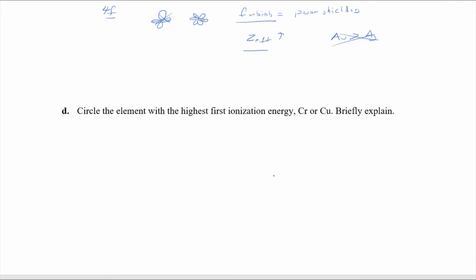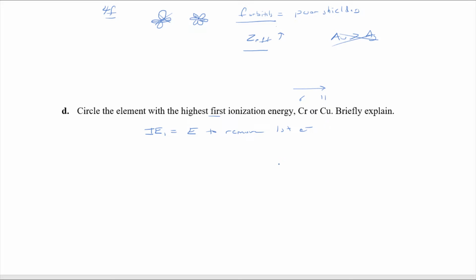All right, last one for this longer first problem. Circle the element with the higher ionization energy. Remember that ionization energy, especially the first ionization energy, is essentially the energy to remove a first electron from a neutral atom. And so what do you notice here? You've got chromium and copper. Chromium is in column 6, and copper is in column 11. So as you go from left to right on the periodic table, copper is further along.